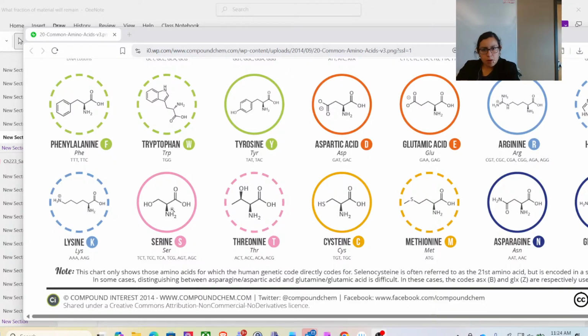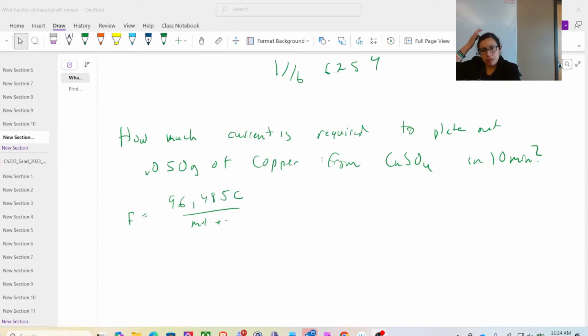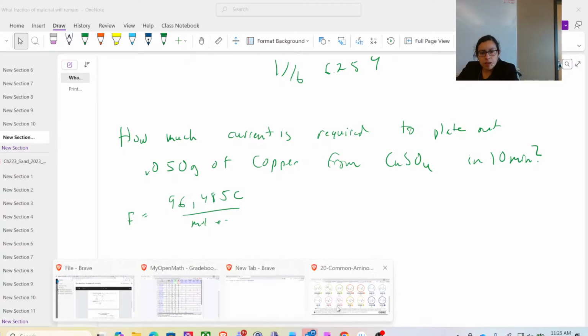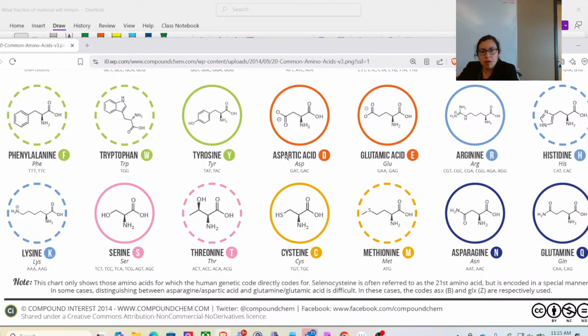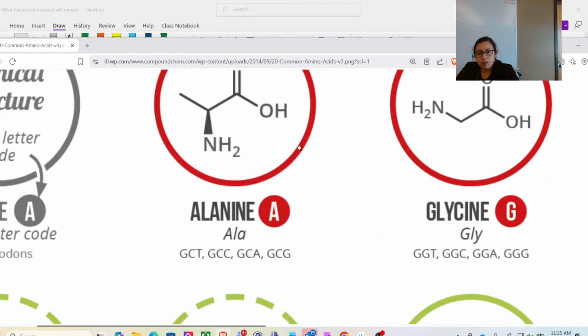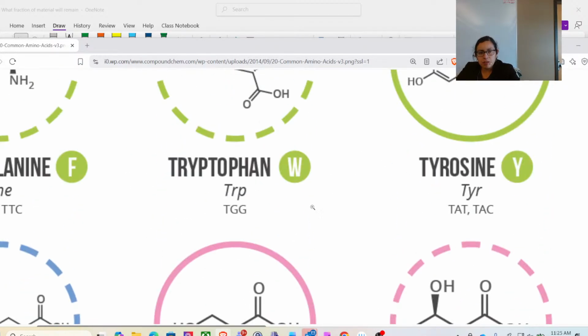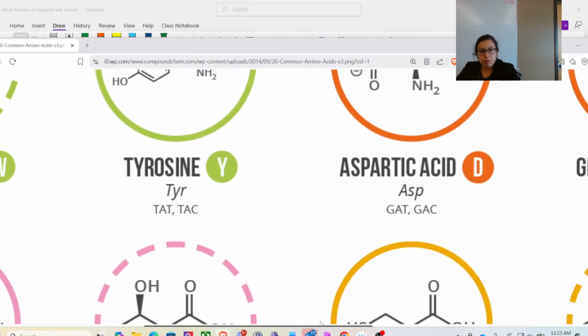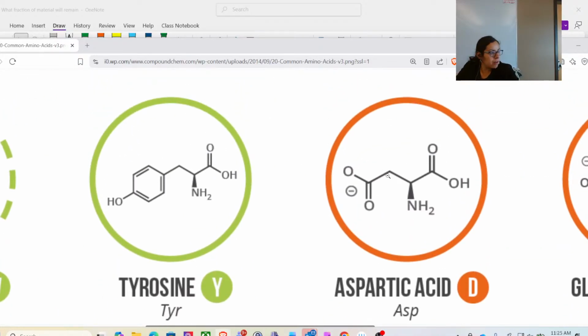All right, before we go over this problem, the one about plating out our copper, I wanted to address a question in the chat. The question was asking about drawing out aspartic acid. I think it came up in one of your homework. On your compound chem worksheet or chart, I did print out compound chem cheat sheets, so if you need one, grab one.